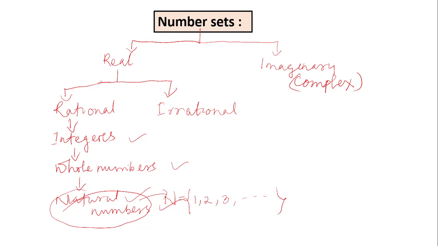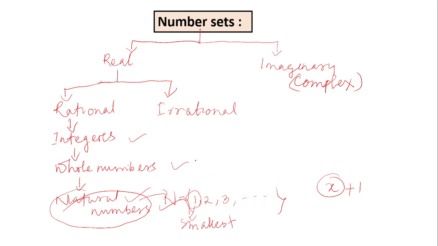In the natural number set, 1 is the smallest natural number, and there is no greatest natural number, because suppose you think that x is a natural number, and if you add 1 to that number, then you will get the next number. In this way, this number set moves towards infinity. That means there are infinite numbers in the natural number set.